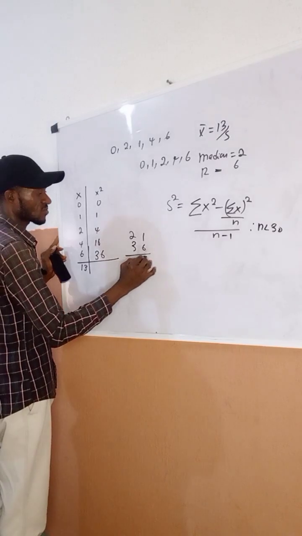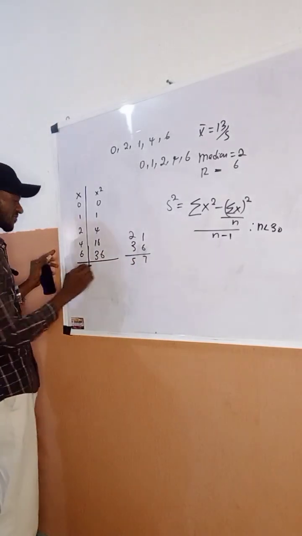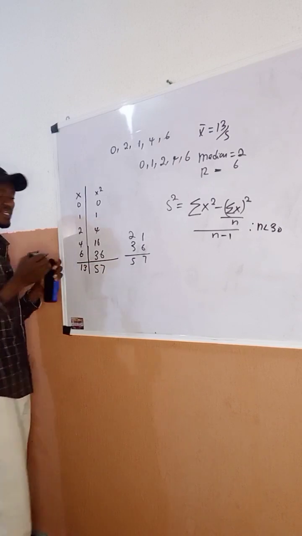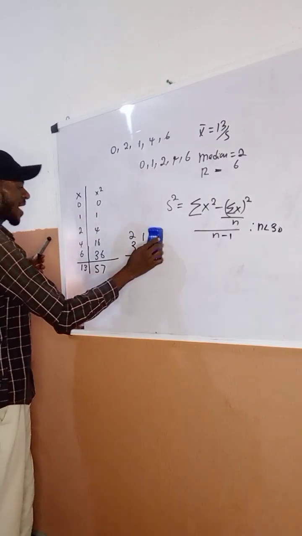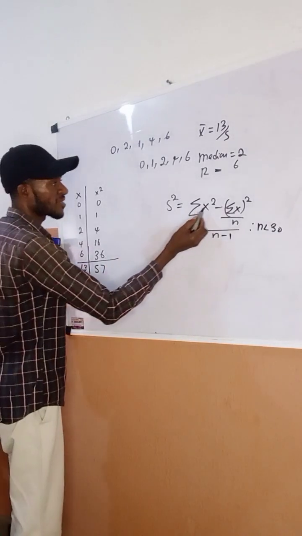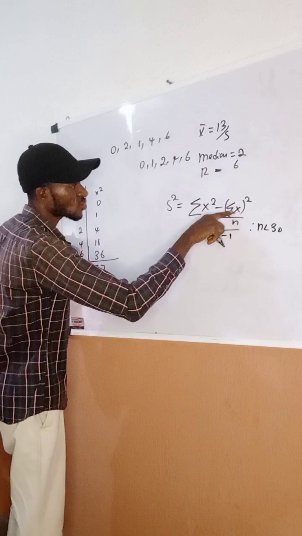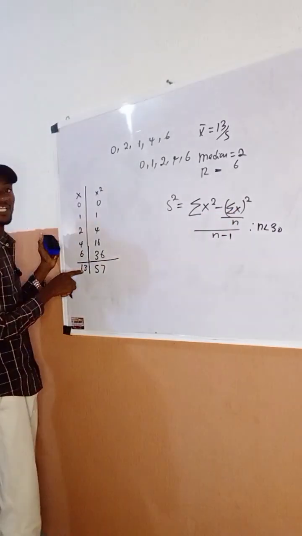We bring down 7. This to this is 5. So we have 57. Then we now report 57 here. So what we are going to do now is to come here. Anywhere we see summation of x squared, we put 57. Anywhere we see summation of x alone, we put 13.